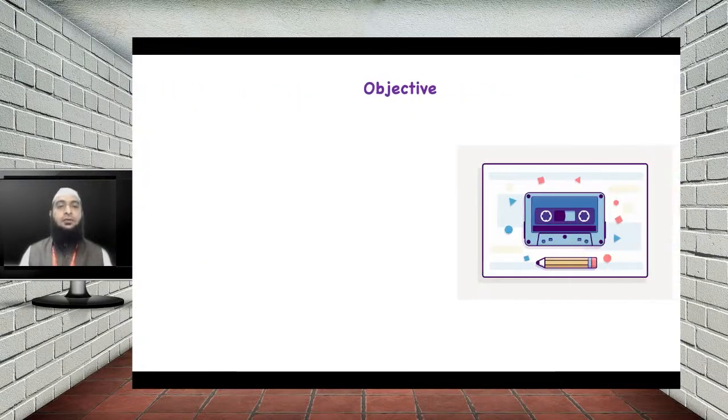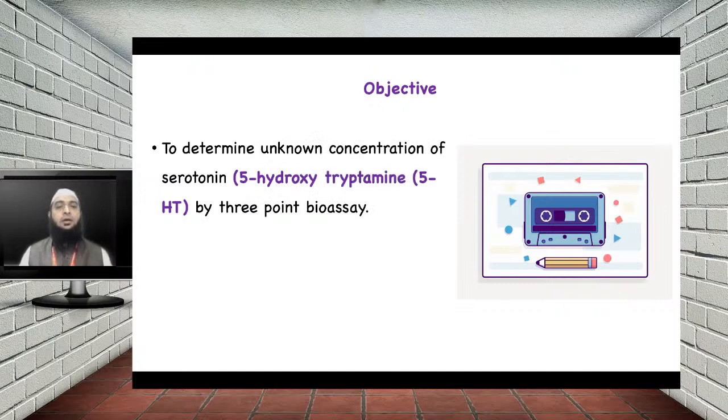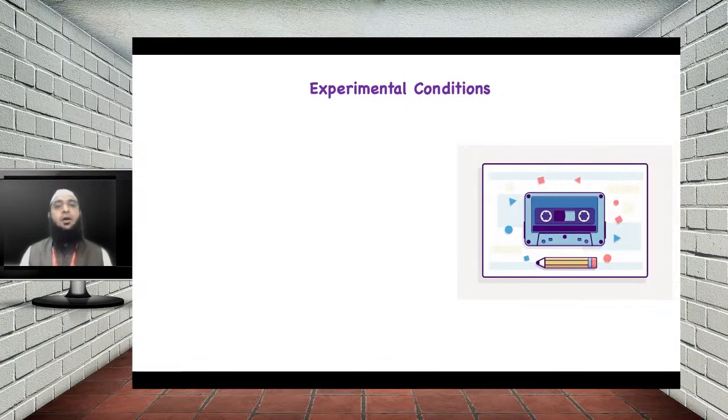So let's see what is the objective of this experiment. In this particular experiment, we are going to determine the unknown concentration of serotonin, that is 5-hydroxytryptamine, also called 5-HT, by using 3-point bioassay. So let's see the other aspects of this experiment.